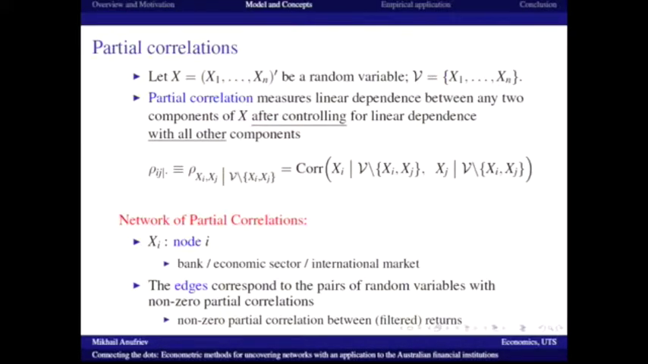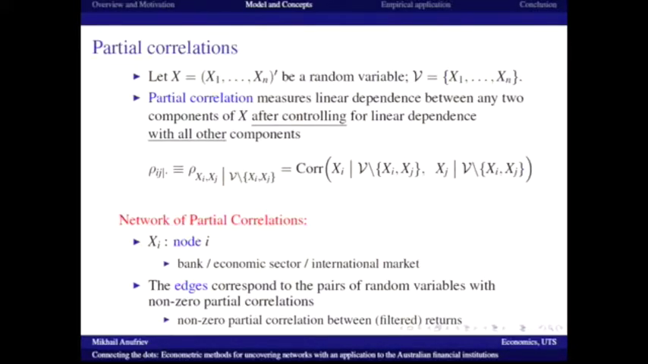The partial correlation measures this linear dependence in a similar way, but conditional on the linear dependences between all the other entities. Suppose we have, as in our application, about 20 financial entities. We will observe the returns of these entities. We will be interested in the correlation between these returns over time. And these correlations, when you see them on the realizations, of course depend on the realizations of all other entities.